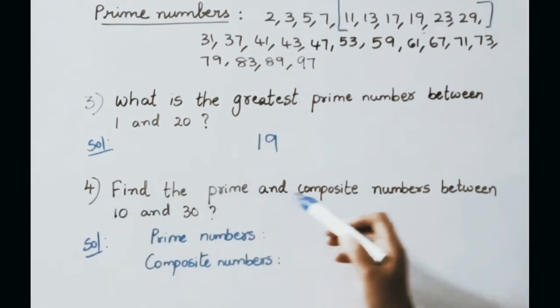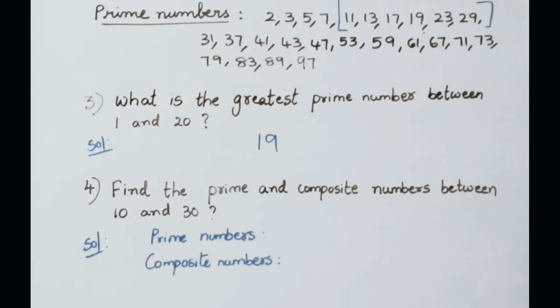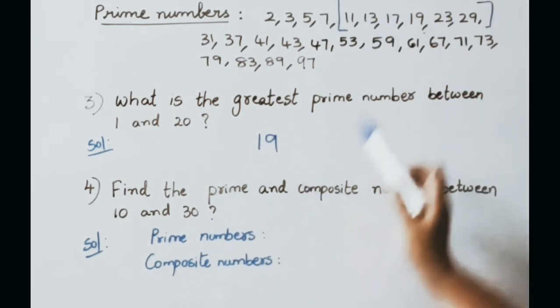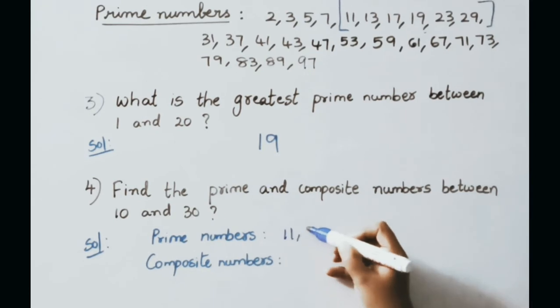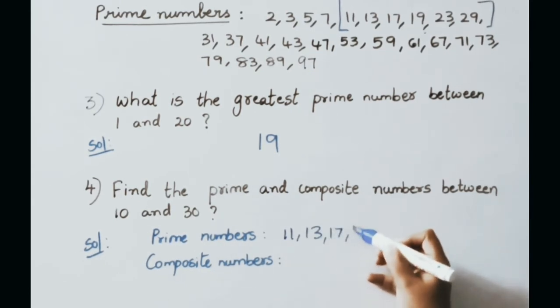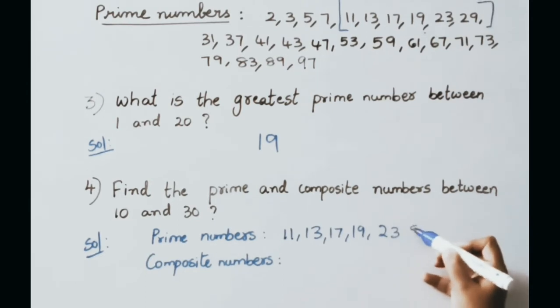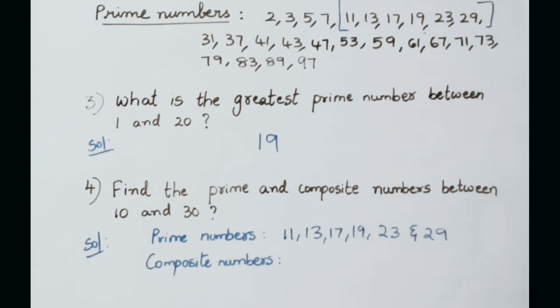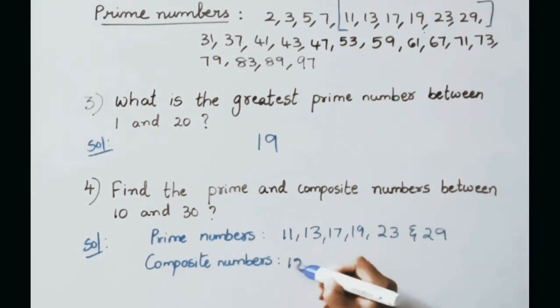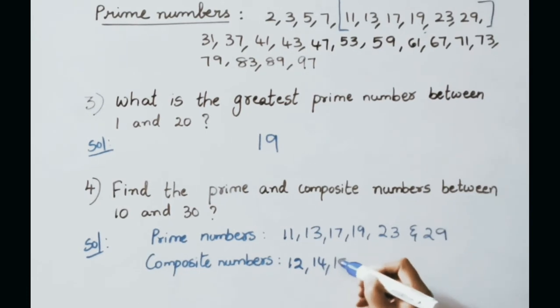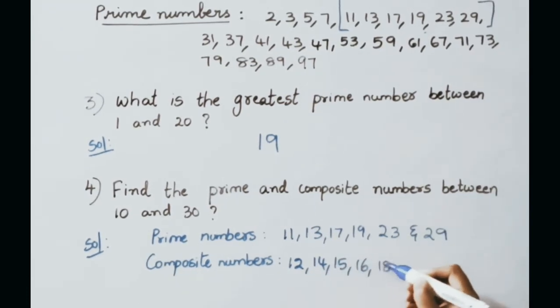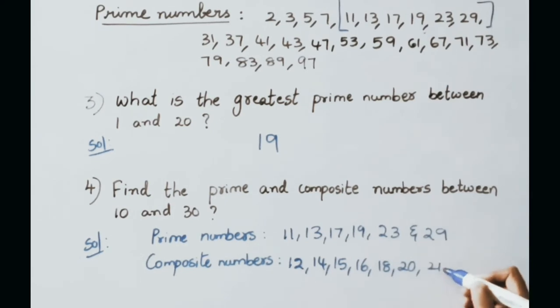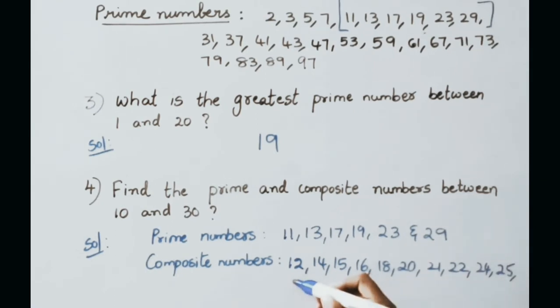See fourth, find the prime and composite numbers between 10 and 30. See the prime numbers between 10 and 30. So write down them. Prime numbers 11, 13, 17, 19, 23 and 29. Other than these numbers are composite numbers. So let us write 12, 14, 15, 16, 18, 20, 21, 22, 24, 25, 26, 27, 28.